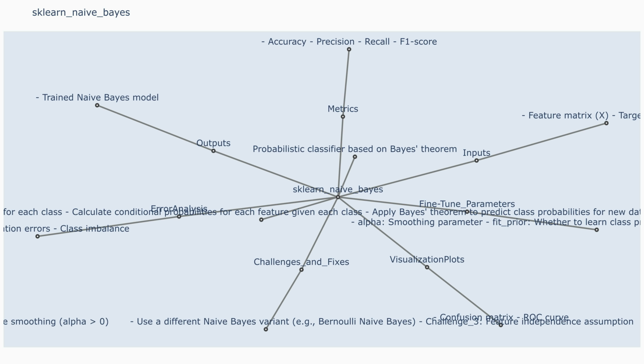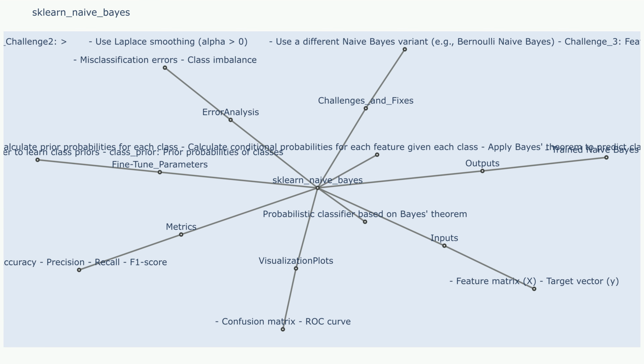Sklearn Naive Bayes. Description: Naive Bayes is a probabilistic machine learning algorithm based on Bayes' theorem that is used for classification tasks. It assumes that the features are independent of each other given the class label. This means that the presence of one feature does not affect the probability of another feature occurring, given that the class label is known.